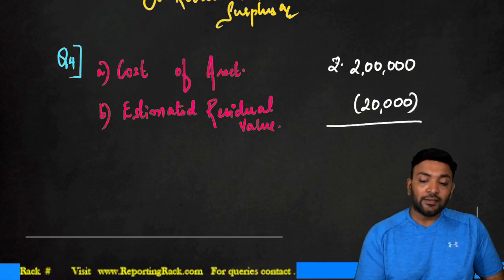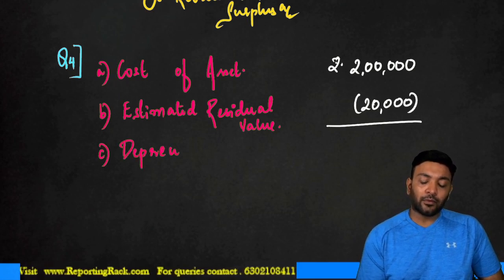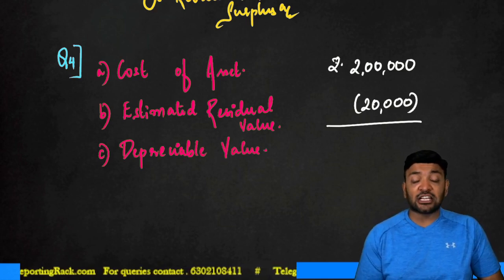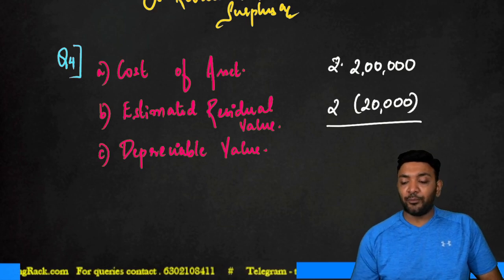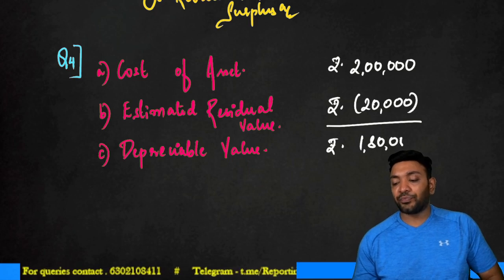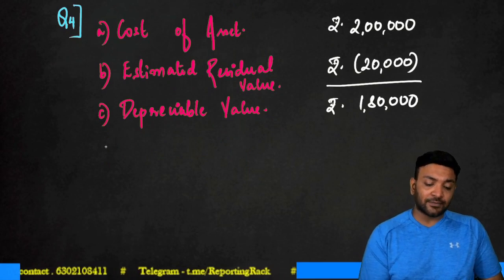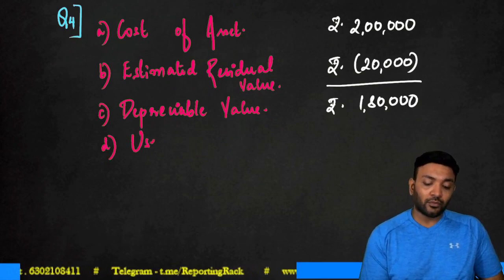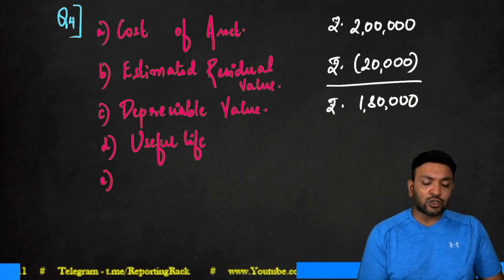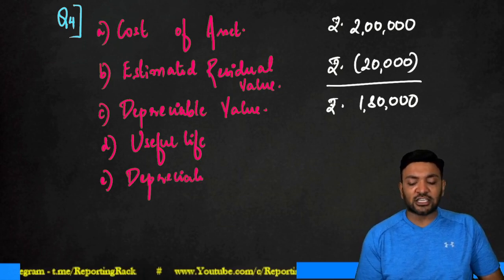Therefore, the depreciable value of the asset: depreciation shall only be charged to the extent of depreciable value. The amount shall only be 1,80,000. How many years? It has a useful life of 10 years. Once you write the useful life, you will also be able to identify the amount of depreciation which is required to be charged per annum.